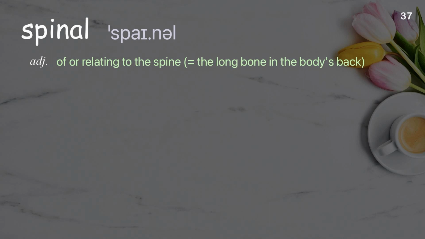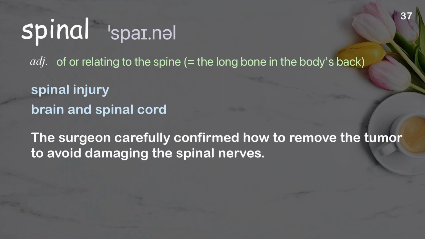Spinal: of or relating to the spine, the long bone in the body's back. Examples: Spinal injury. Brain and spinal cord. The surgeon carefully planned how to remove the tumor to avoid damaging the spinal nerves.